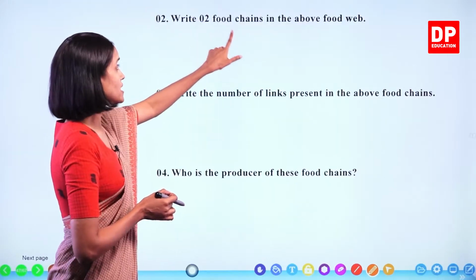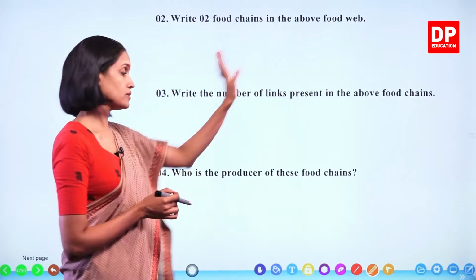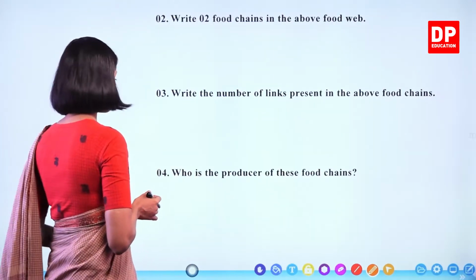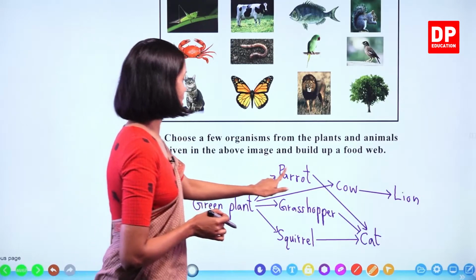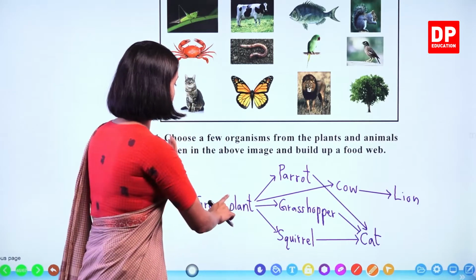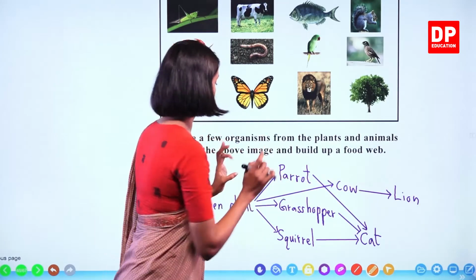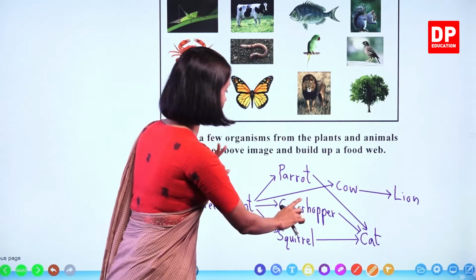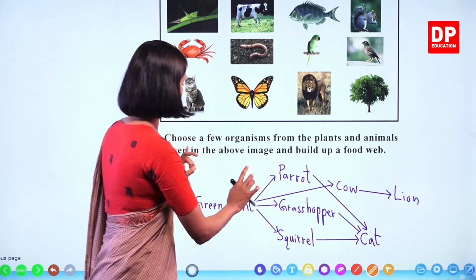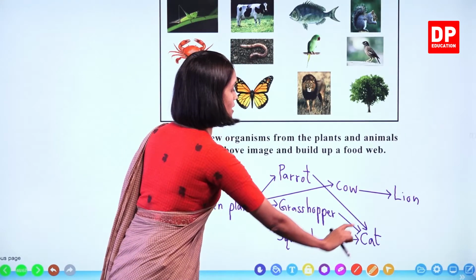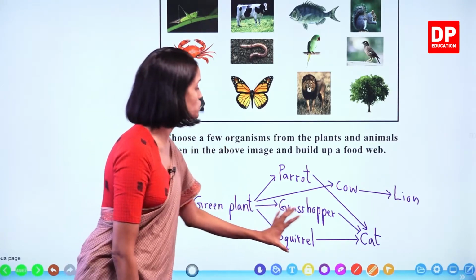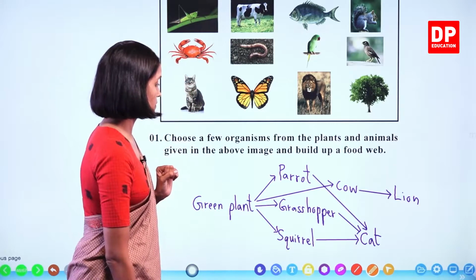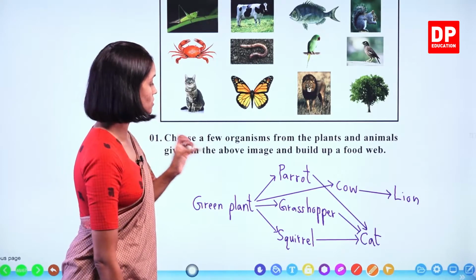Write 2 food chains in the above food web. How many food chains are there? Green plant, parrot, cat: 1. Green plant, cow, lion: 2. Green plant, grasshopper, cat: 3. And green plant, squirrel, cat: 4. There are 4 food chains in this food web. Okay? So we have to write 2 of them.